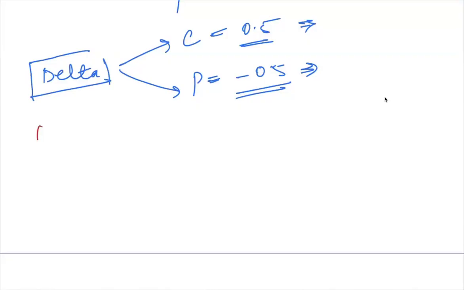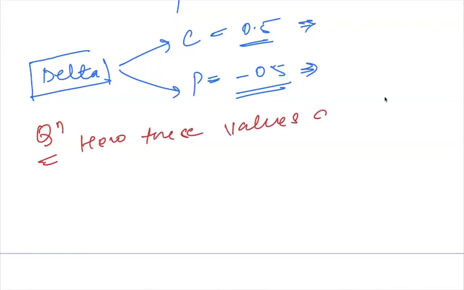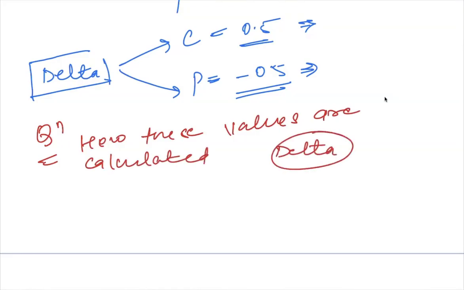Okay, so a question asks this: how are these values calculated? That's a very good question. Like how delta is calculated. To even come up with delta, we first need to have the option price, right? We first need to calculate the option price.